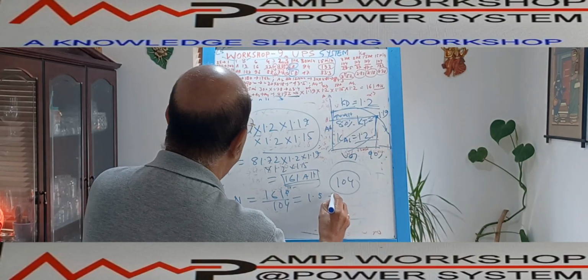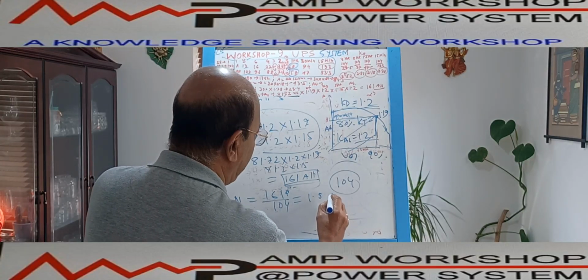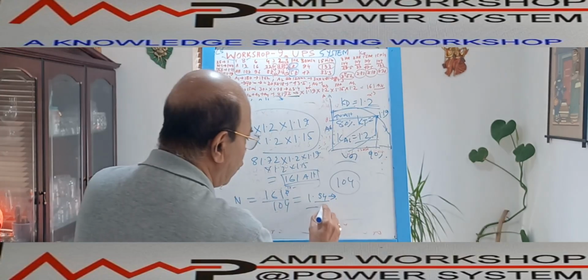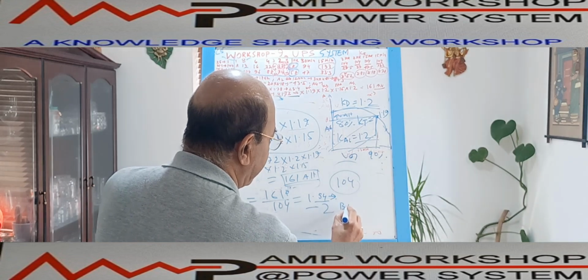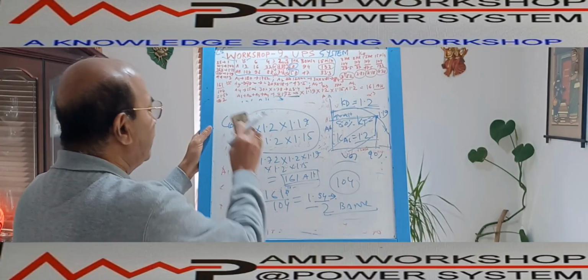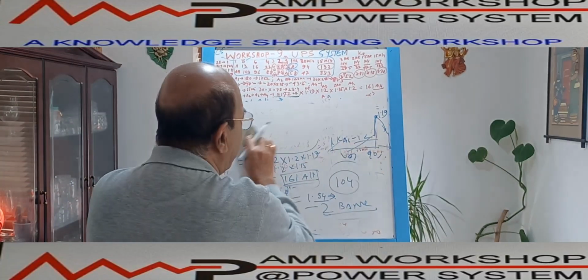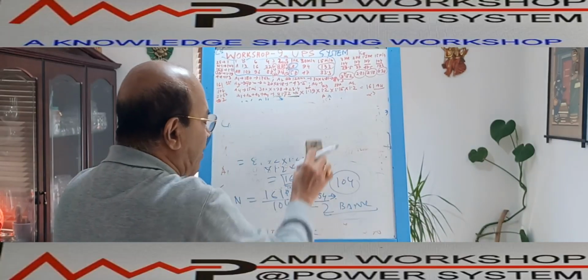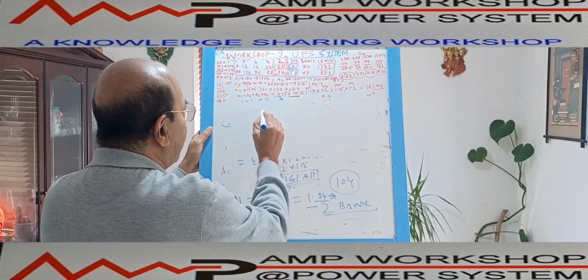It is coming to 1.54. That means we cannot use a fraction, so we have to consider 2 battery banks. Okay, 2 banks we have to consider. So how will be the connection? The 2 banks will be connected in parallel, because each bank will give half of this capacity.